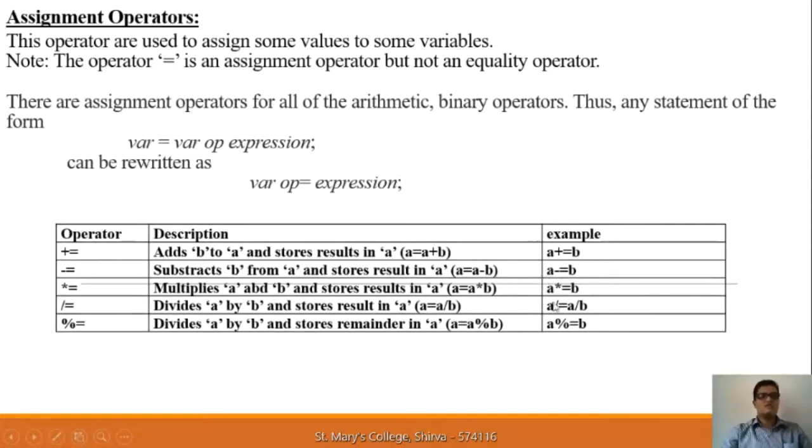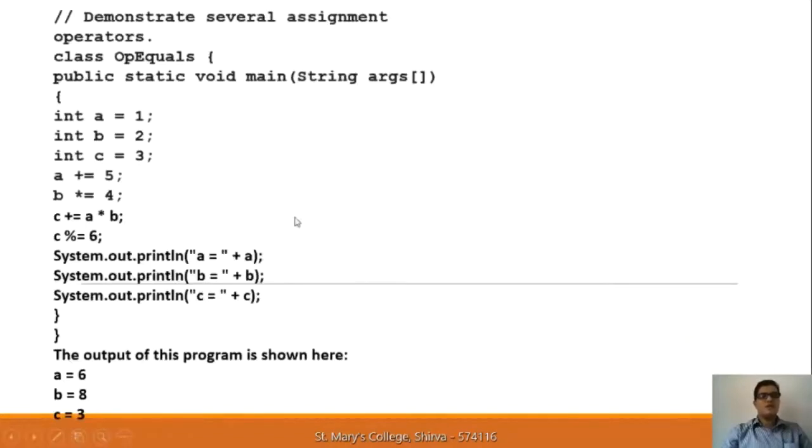Likewise we are processing by using these assignment operators, and here we have one sample example. Class Operate equal, main method, int a is equal to 1, b is equal to 2, c is equal to 3, a plus equal to 5. What does it mean? a is equal to a plus 5.